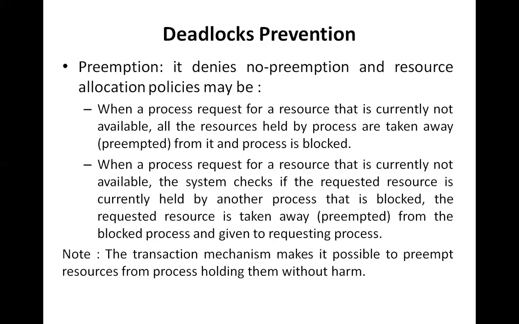The second policy: when a process requests a resource that is not currently available, the system checks whether the requested resource is currently held by a process that is blocked and waiting for some other resources. If so, the requested resource is taken away, that is, preempted, from the waiting process and given to the requesting process. Otherwise, the requesting process is blocked and waits for the requested resource to become available. So this is the second policy.